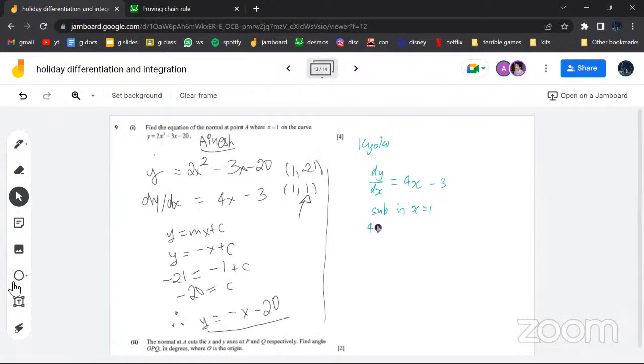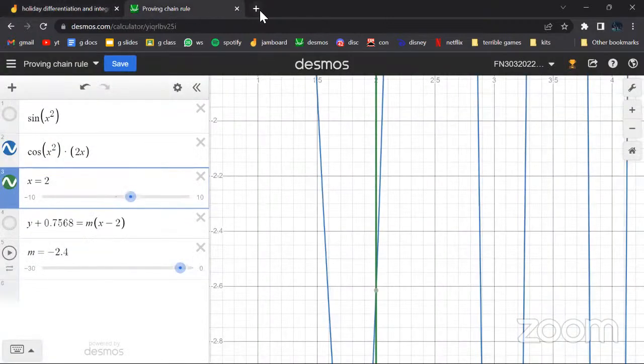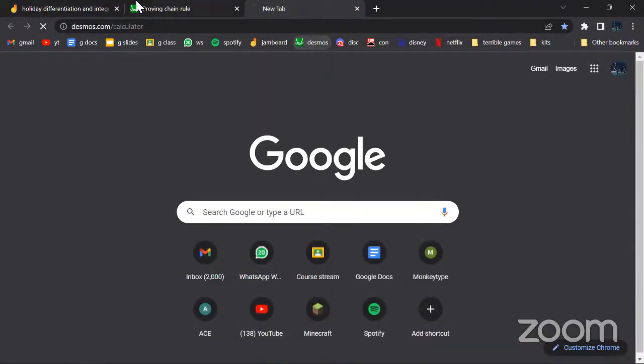Do I start on the next question? Yes, please. No, do Desmos first. This is very easy to do Desmos compared to yesterday. So confirm your answer using Desmos.